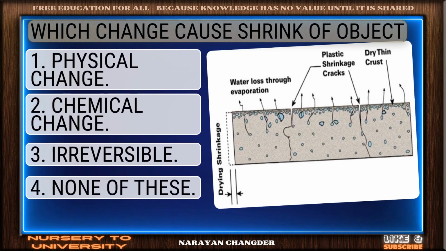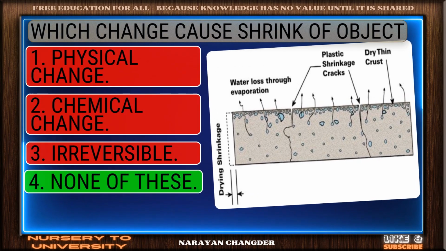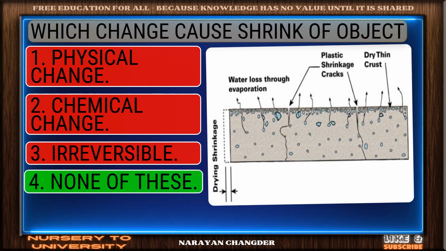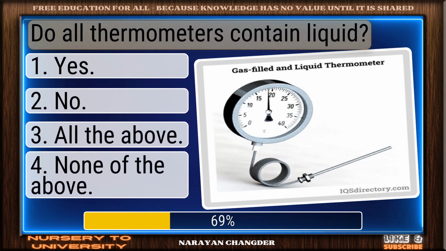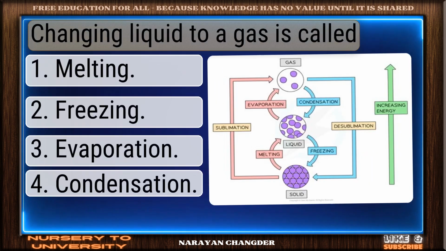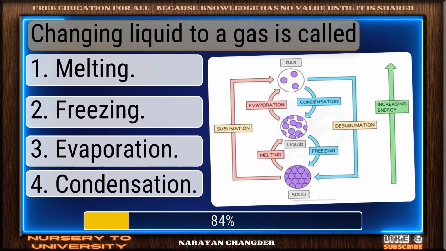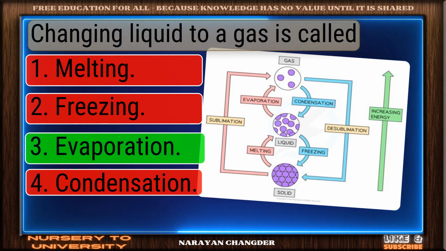Which change causes shrinking of an object? Perfect. None of these is the correct choice. Do all thermometers contain liquid? Valid point. No is true. Changing liquid to a gas is called dash. You chose evaporation, and it is correct.